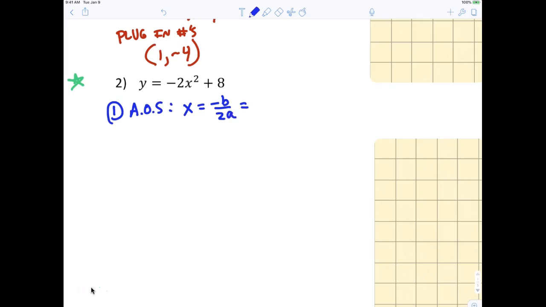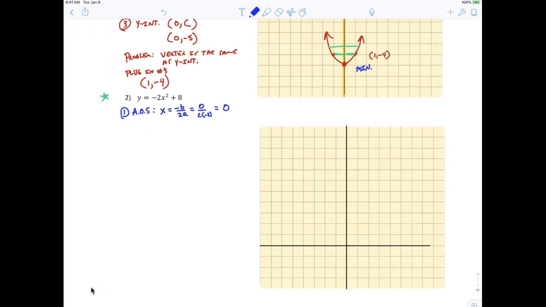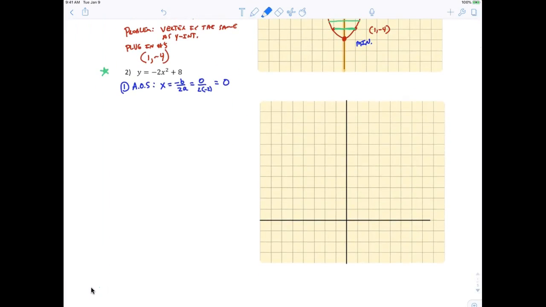What's b in this case? 0. Right? 0 over anything is 0. So does everybody agree it's just 0? So now, let's draw out the axis of symmetry. x equals 0. That's the axis of symmetry. Anybody have an issue with that?